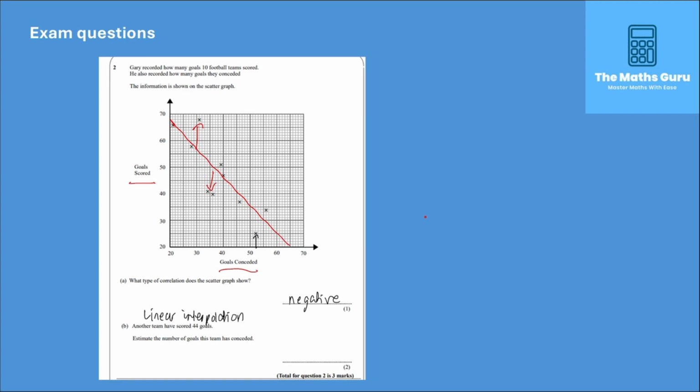So we draw a line from goals scored at 44, so around here. And then we draw our line coming down like this. And we can say that the number of goals this team has conceded is 42. And this is based on our scatter graph and our line of best fit. In questions like this, they'll usually give you a range because obviously not everyone's line of best fit is going to be the most similar. But it's a question that we should be getting right.